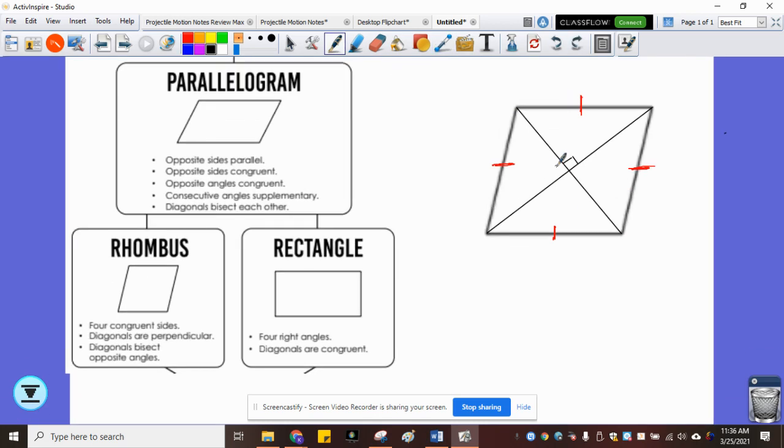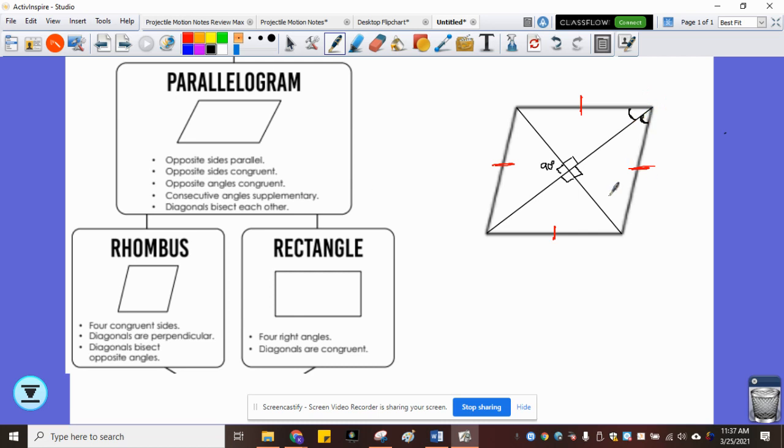So each one of these has to meet at a 90-degree angle. I'm not going to make it perfect. I don't want this video to be too long. 90-degree angle, 90 degree. So all of these have to be 90 degrees. If it's something else, then it's not a rhombus. Also, the diagonals bisect opposite angles. So if I draw a diagonal, it is bisecting this angle in exactly half. So whatever this is, this is also the same thing.